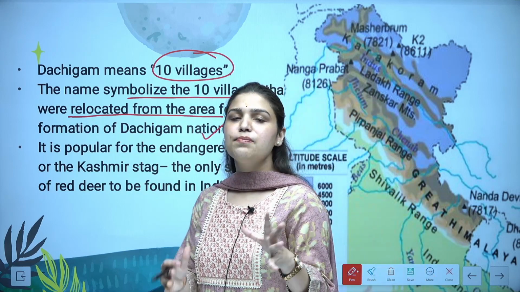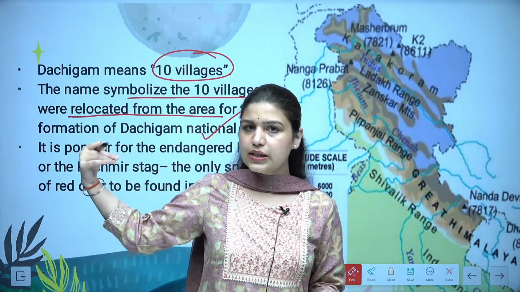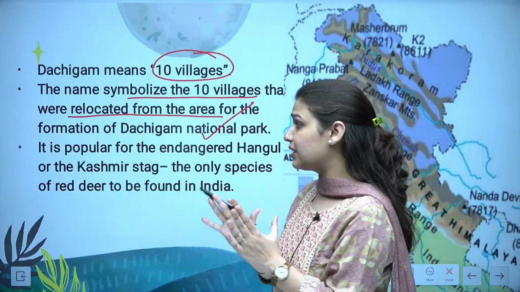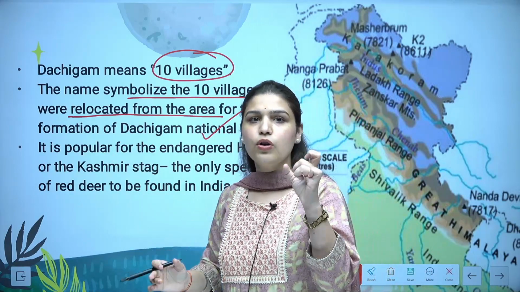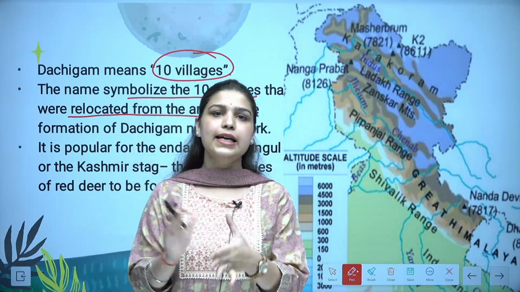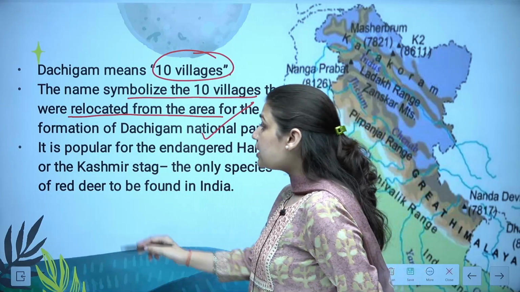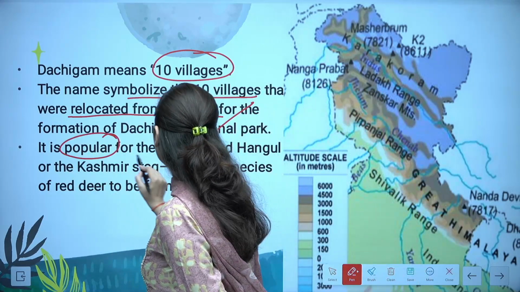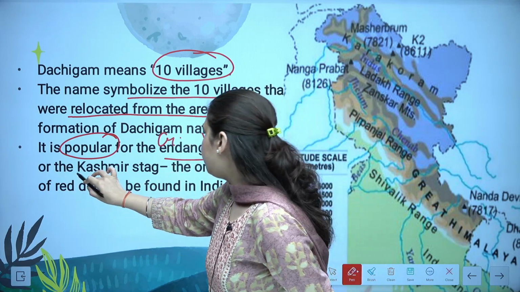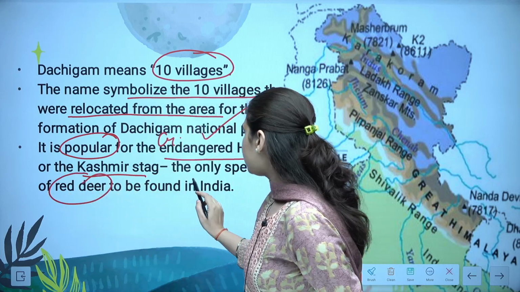Now the park is mostly famous for one thing. The most important feature about this park is the species of Hangul, which is popularly known as the Kashmiri stag, and it is critically endangered in the list of IUCN. So this park is very popular for the endangered Hangul, or the Kashmir stag, the only species of red deer which is found in India.